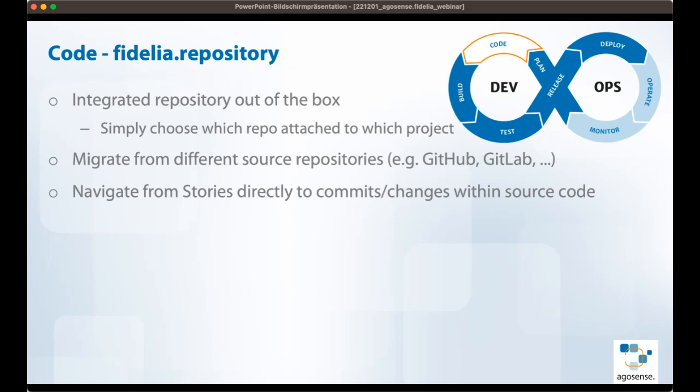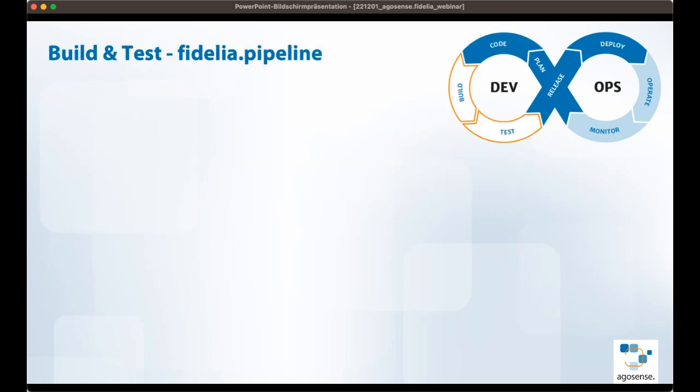And what is very nice is that in our interface, you can navigate from these stories directly to the commits and to the changes within the source code, so that you have with one or two clicks a direct overview about what has changed. You see a difference view, what has changed for the implementation of a certain story, for example. We are supporting branches and pull requests, of course, with our repository.